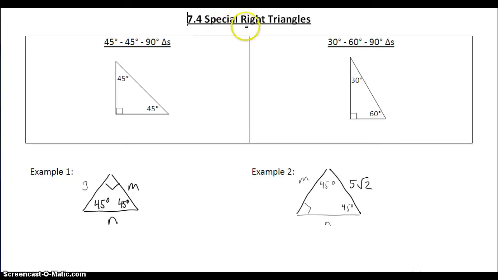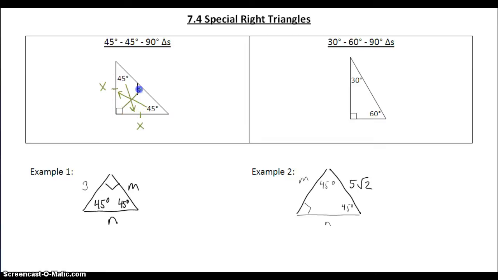There are two special right triangles. The first special right triangle is a 45-45-90 triangle. Two of the angles will be 45 degrees and one of the angles will be 90 degrees. Well, since both of these angles are 45 degrees, this triangle is going to be isosceles, which means that both of these sides will be the same length.